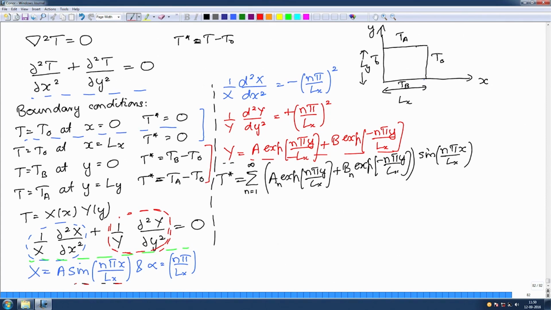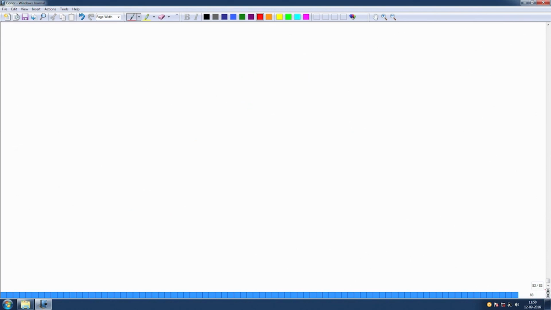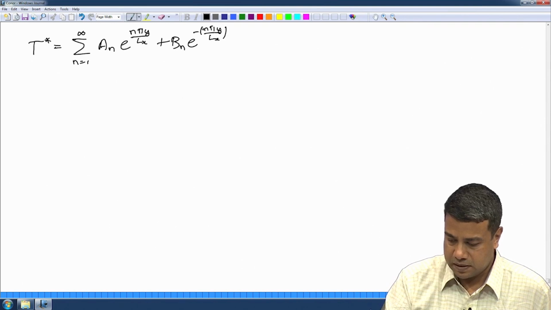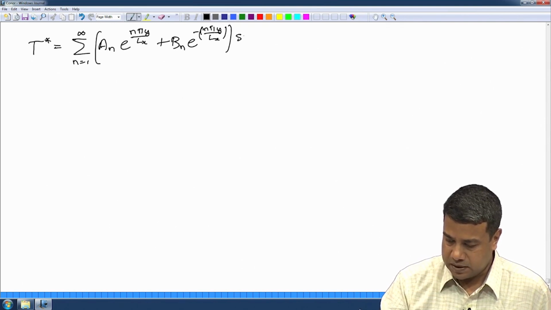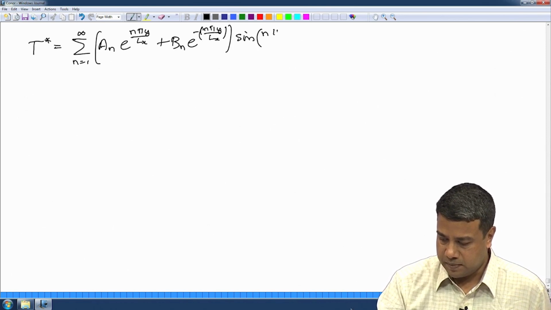How do we satisfy the inhomogeneous boundary conditions? As usual, we do it using the orthogonality relations. So, let us do that. The solution that I had for the temperature field is the summation n equal to 1 to infinity of A n e power n pi y by Lx plus B n e power minus n pi y by Lx, into sine of n pi x by Lx.